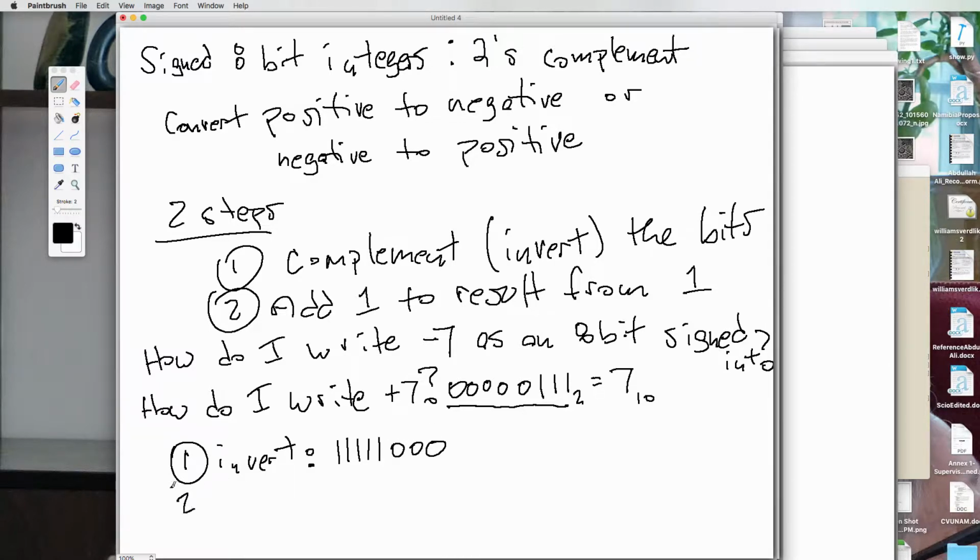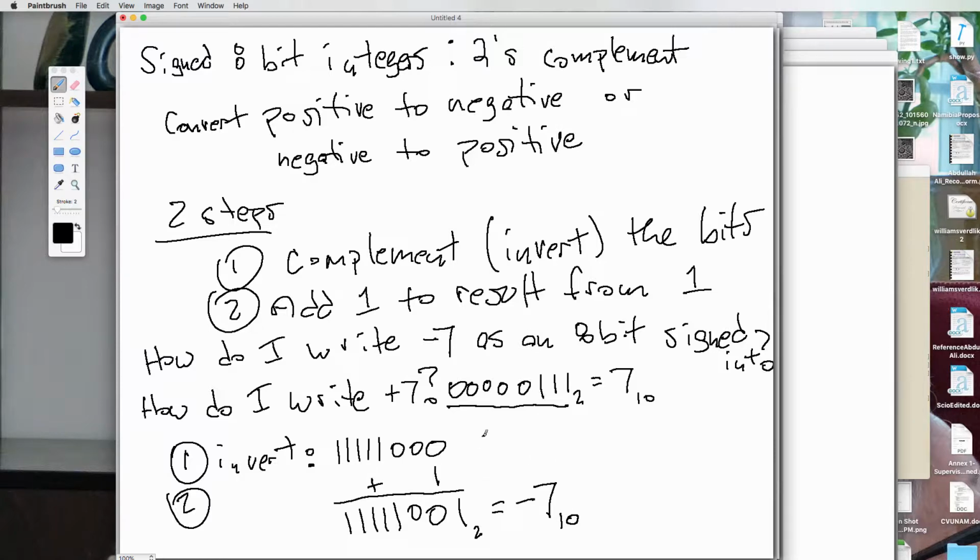Okay, and then I do step 2. To this, I'm going to add 1. And I come over here, and that gives me 1, 2, 3, 4, 5, 6, 7, 8. And this number right over here in base 2 is equal to minus 7 in base 10.